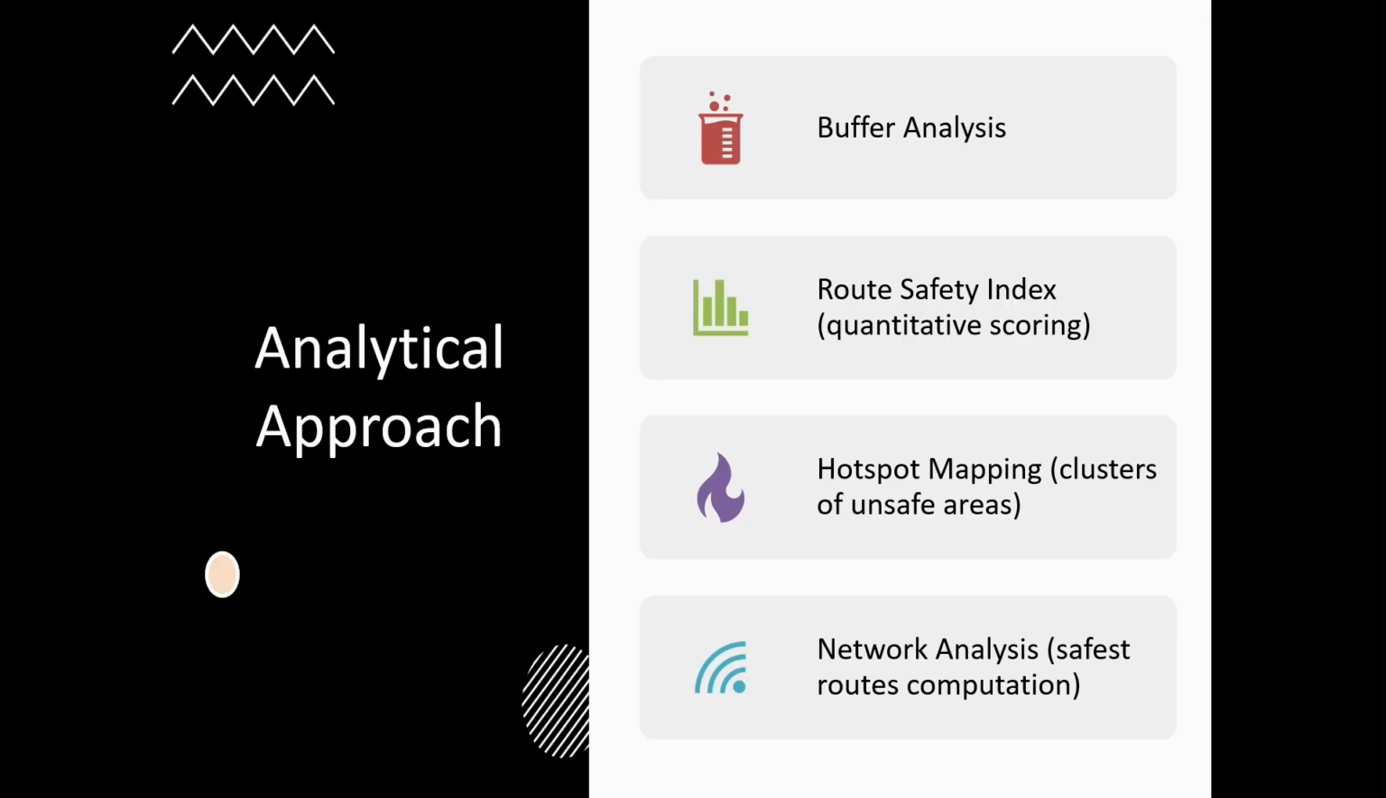So for this project, the analytical approach used includes buffer analysis, road safety index, which is about qualitative scoring, and hotspot mapping, which highlights or shows clusters of unsafe or safe areas, or moderate areas of safety for students. Lastly, network analysis, which is about the safest routes computation. So this will be explained in detail by one of my mates.